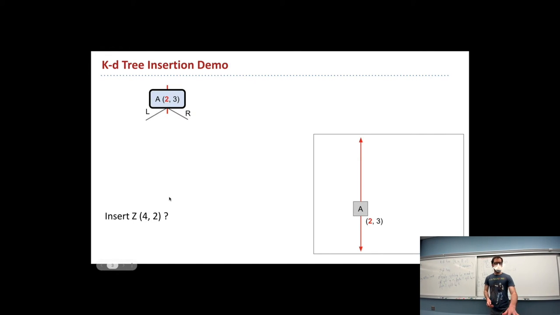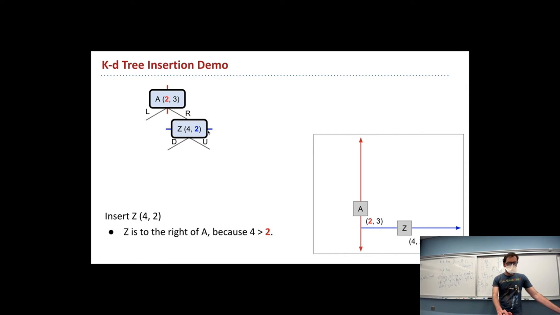So if I insert Z, which is at position 4, 2, is this going to the left or to the right of A? Yeah, it will end up to the right of A, and so it's down here. But the children of Z, because it is at depth one, below an X splitting node, are now going to split according to its Y coordinate. And that's where this D and U come from, down and up. So nodes to the left of Z will have a Y coordinate less than 2. Those to the right of Z will have a Y coordinate above 2.